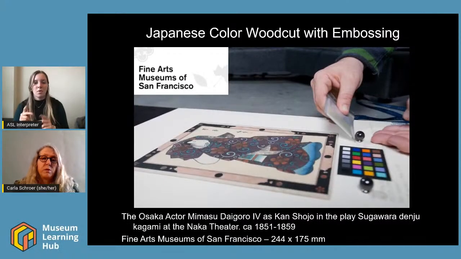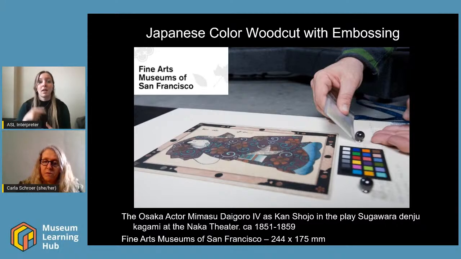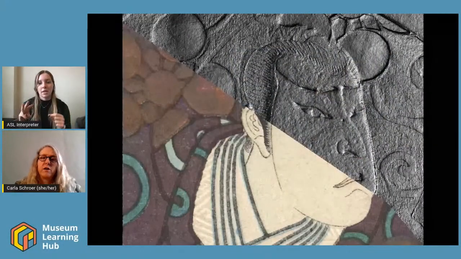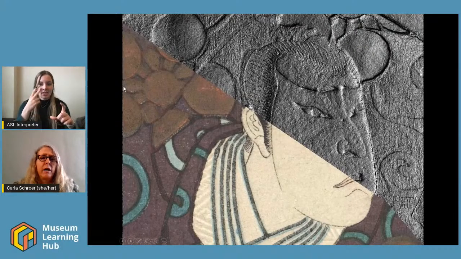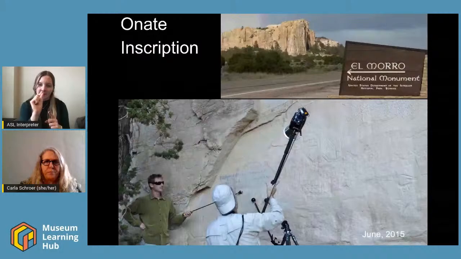Here's another example of a Japanese woodblock print from the Fine Arts Museums of San Francisco. And here in this image that came out of the RTI, I've got the color at the bottom, and then here is, again, with no color and just the surface shape, and we can see all of the details of the embossing and of the design that was in the woodblock.